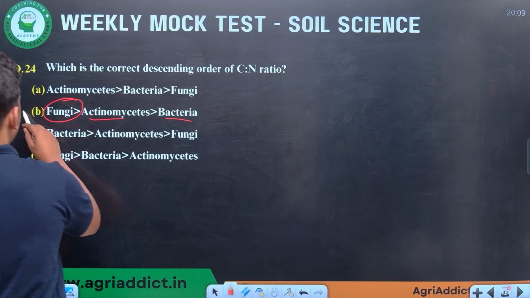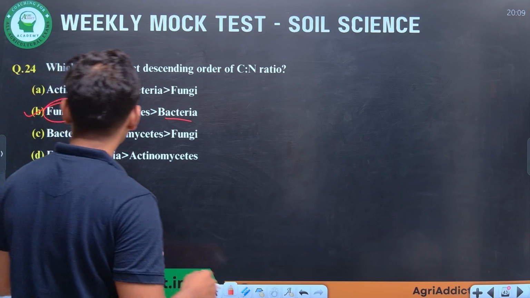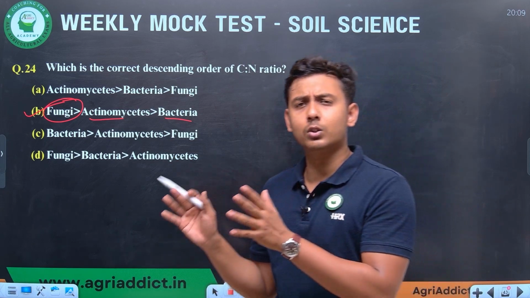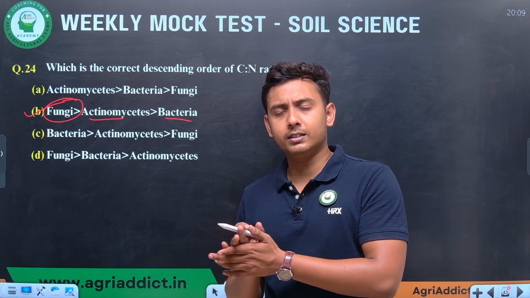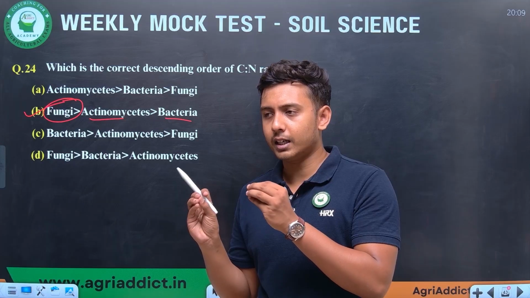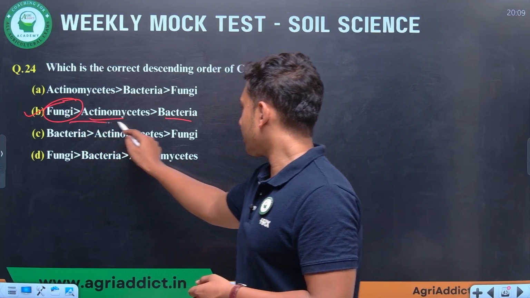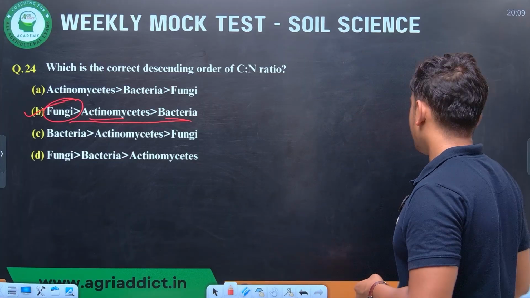So this will be the correct formation. The C:N ratio, this is a very important question, and also which is the dominant organism. These are some questions that come very regularly in those exams. So fungi, actinomycetes and bacteria will be the correct descending order.